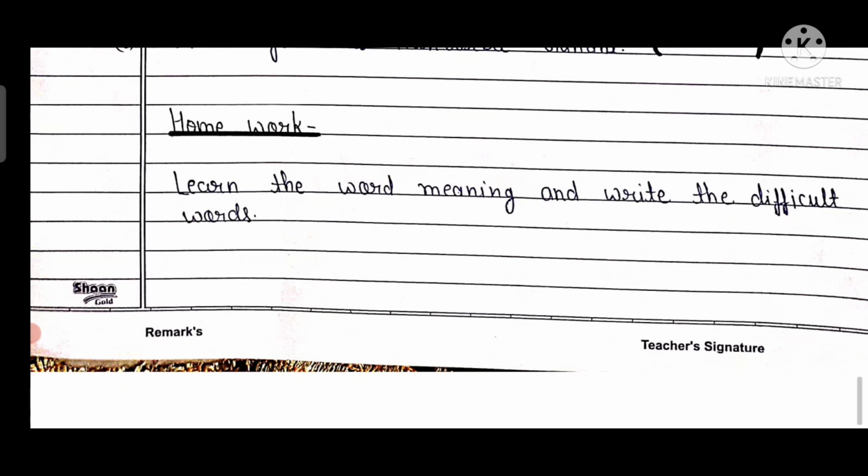So our plan of English prose is completed.